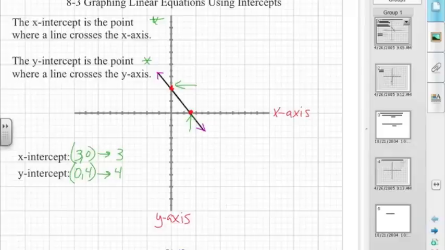Very important to notice that for any line which has an x-intercept, the y-coordinate will always be 0. And when you have a y-intercept, the x-coordinate will always be 0. So they switch when you're looking for an x-intercept versus the y-intercept.